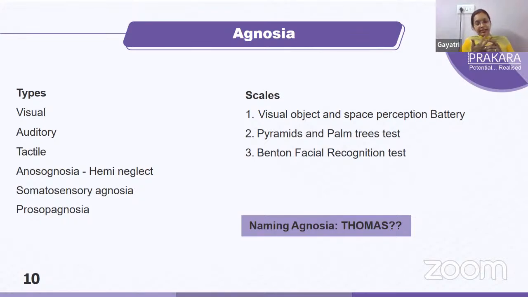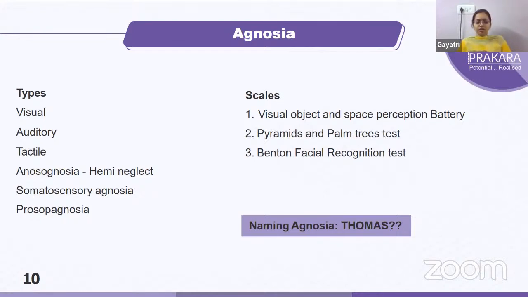Very interesting test wherein you give them a palm tree and you give a pyramid. Although they look vertical, correct? Palm tree goes vertical, pyramid also goes vertical. They are vertically placed structures, but they should be able to identify what a palm tree is used for, what a pyramid is used for. What is the significance of a palm tree? What is the significance of a pyramid? This differentiation, if they can tell, comes under the pyramids and palm trees test.